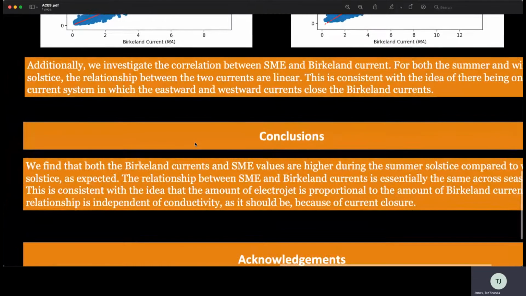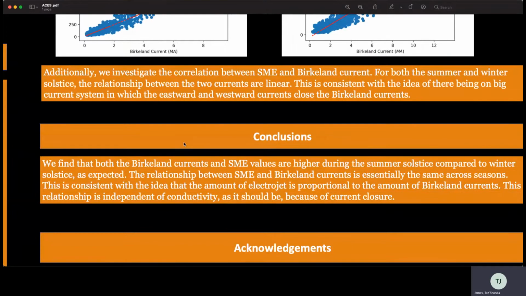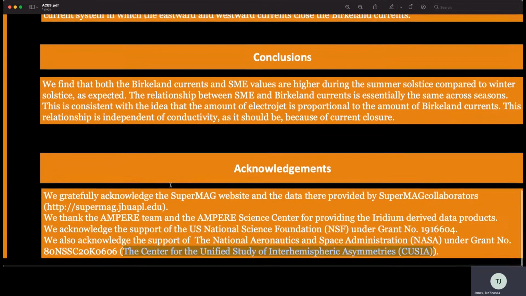And this brings us to a conclusion. In conclusion, we find that both the Birkeland currents and SME values are higher at the summer solstice as compared to the winter solstice. This relationship between SME and Birkeland currents is essentially the same across seasons, and that is consistent with the idea that the amount of electrojet is proportional to the amount of Birkeland current. And this relationship is independent of conductivity, as it should be, because of current closure.